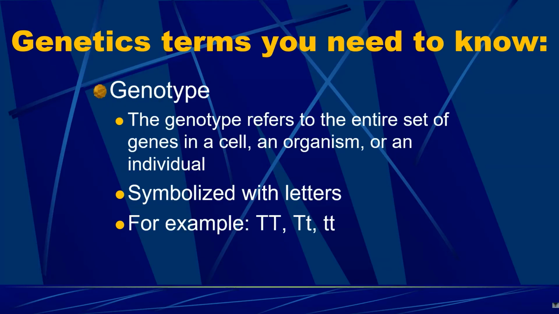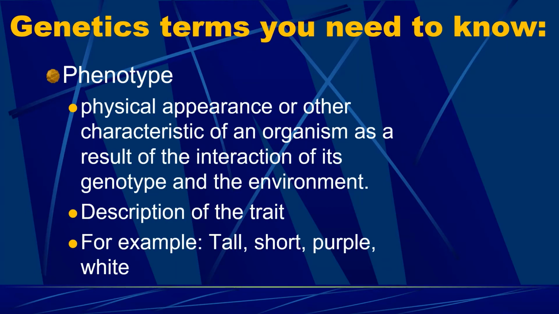Another term that we must know is the genotype. The genotype refers to the entire set of genes in a cell, an organism, or an individual. We symbolize it with letters. Another term that we must know is phenotype. This is the physical appearance of an organism as a result of the interaction of its genotype and the environment. So this is the description of a trait, for example, tall, short, purple, or white. Remember earlier, we said that capital T is for tall. So these letters are what we call the genotype, and the tall is the phenotype.